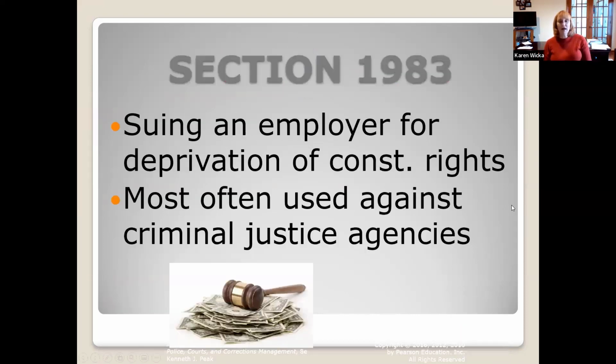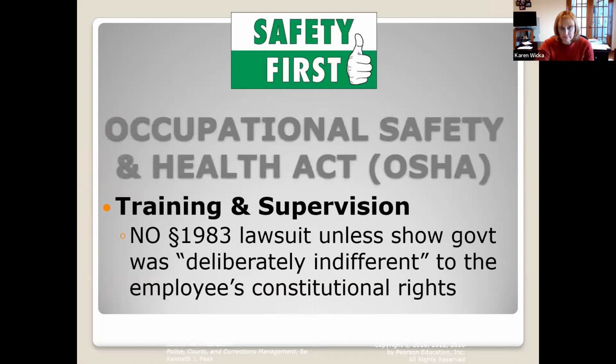Well, that can fall under what we call Section 1983. So it's not the year 1983, it's a section of the law. And this says you can sue your employer if they deprive you of certain constitutional rights, okay, civil rights, and your life would be a civil right. Most often these are used against criminal justice agencies because they're not protecting people's rights. And it could be a victim suing the police department because the officers denied that person their constitutional rights.